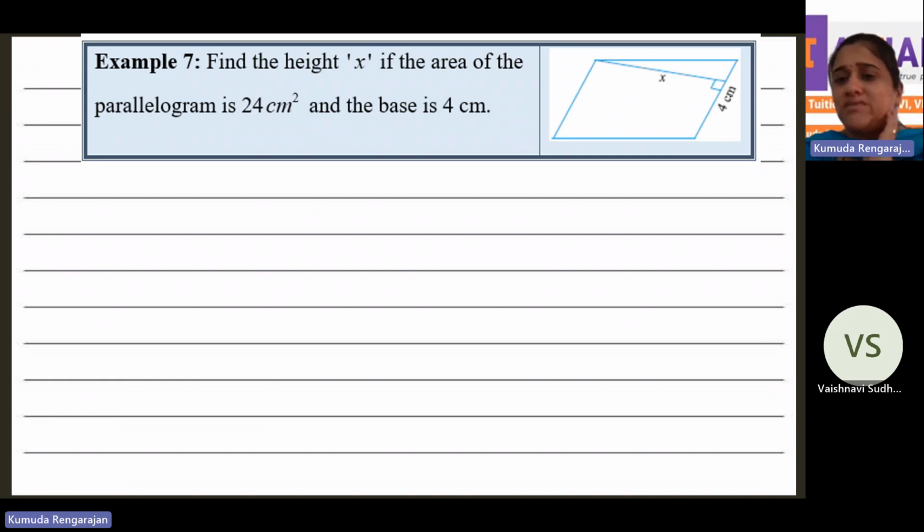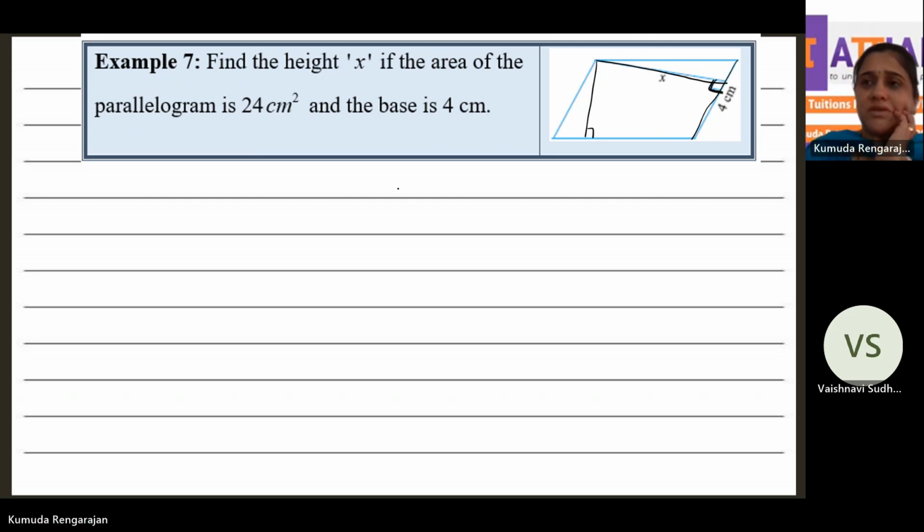So here, the base is 4 centimeters. Then the height is not this one. The height should fall on the base, and it should make 90 degrees with the base. If you take this as the base, the altitude will fall on the base and make 90 degrees with it. You can also see that the altitude falls from the opposite vertex. The opposite of this side is this point here. From there you can see the altitude.